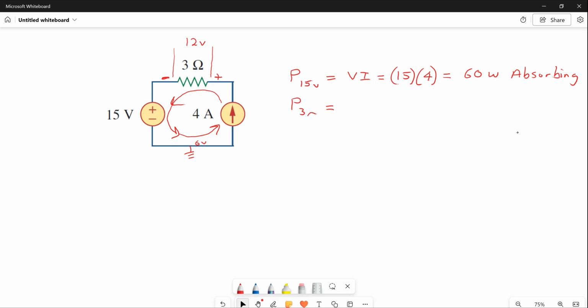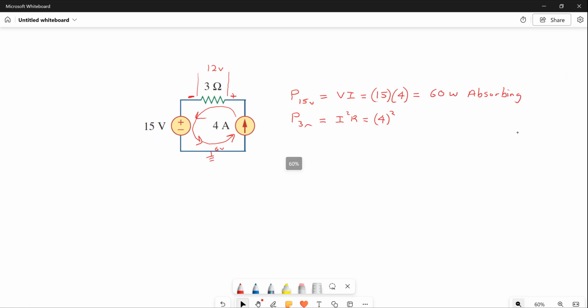Take a look at the power in the 3 ohm resistor. We know the voltage, we know the resistance, but we can do an I squared R there. So you have 4 squared, and you're going to take that times 3. 16 times 3, so you know it's 48 watts. Well, you know it's going to be absorbing. You could say the current's entering the positive terminal, but it always does on a resistor. Resistors always have to absorb. That's absorbing.